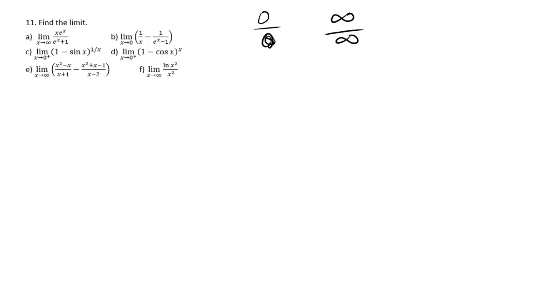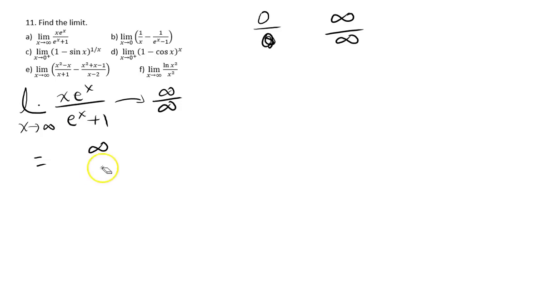So here you have the limit of x times e to the x over e to the x plus 1. Certainly when you send x to infinity, e to the infinity is infinity, so you definitely have infinity over infinity type. And when you apply L'Hopital's, always make sure you say that you have infinity over infinity type or 0 over 0 to justify your use. Now, because of that, L'Hopital's says you can differentiate the top and differentiate the bottom.